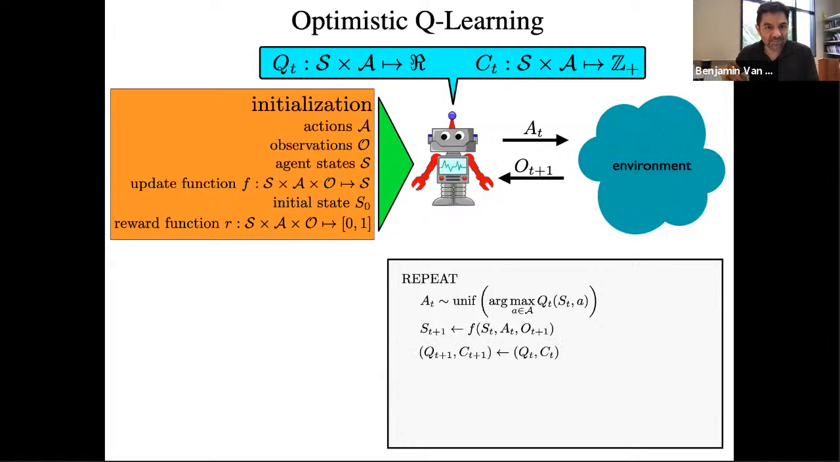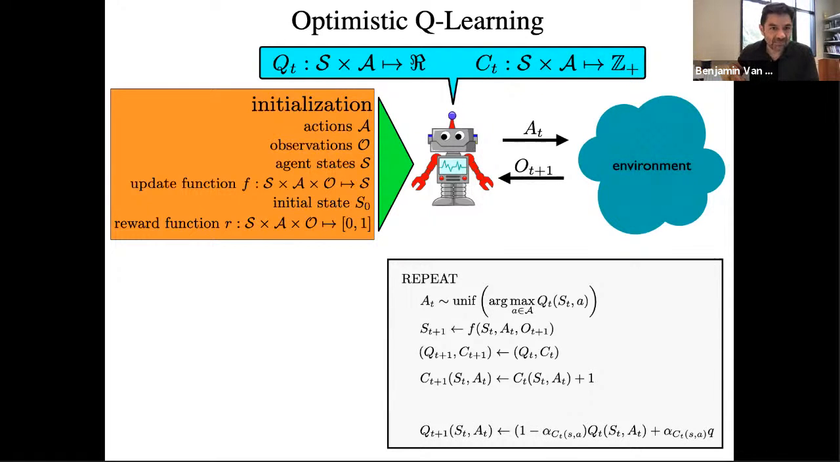Okay, then I want to update the epistemic state. First I'll initialize the next epistemic state by taking the value function and the count to be identical to what they are now, but I'll modify them in the next steps. The counts I'm going to modify by adding 1 to the count of the state action pair that I just observed.